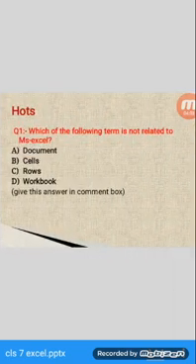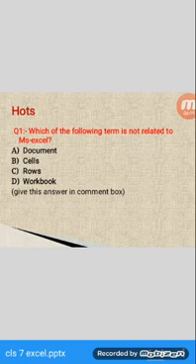Now the time for the hot question. Which of the following terms is not related to MS Excel? Option A, document. Option B, cell. Option C, rows. Option D, workbook.